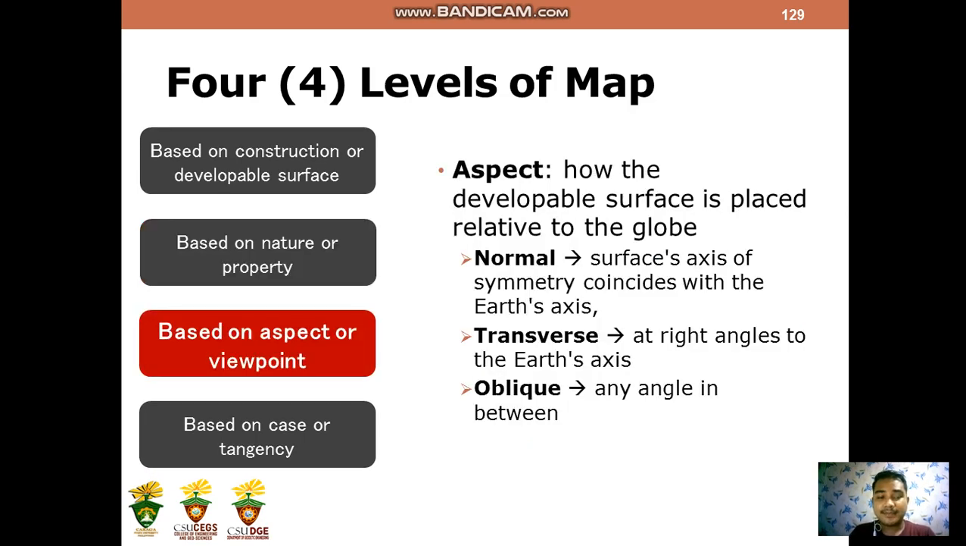The next level of map classification is based on aspect or viewpoint. What is aspect? Aspect is how the developable surface is placed relative to the globe. First is normal, where the surface's axis of symmetry coincides with the Earth's axis. Transverse is at right angles to the Earth's axis. The normal cylinder stands upright and touches the equator. Transverse is at 90 degrees, so it touches a meridian. Oblique is at any angle in between.